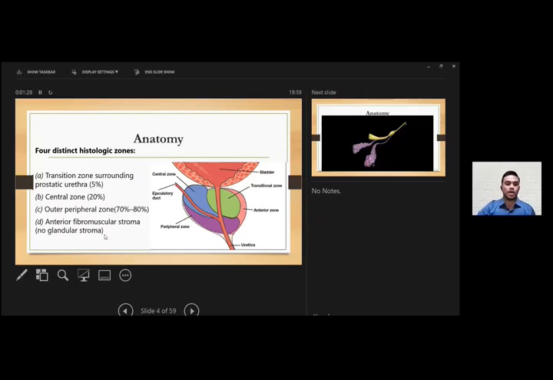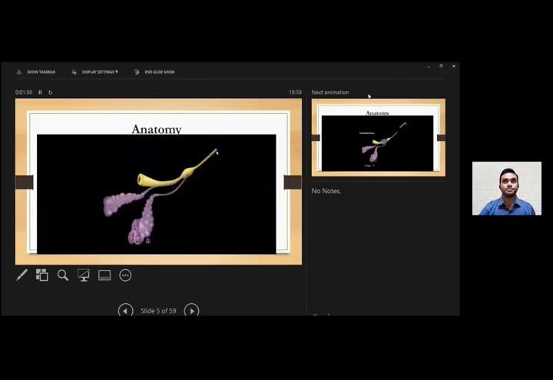Okay. So the most important is the outer peripheral zone, where about 70 to 75% of all prostatic malignancies arise. There is also another important area which is called the anterior fibromuscular stroma, which does not contain the glandular tissue, but is now important with more upcoming research.